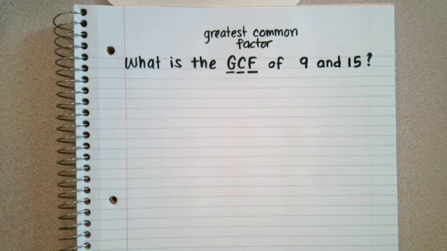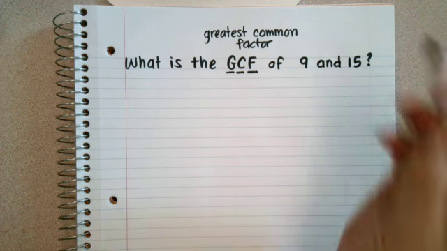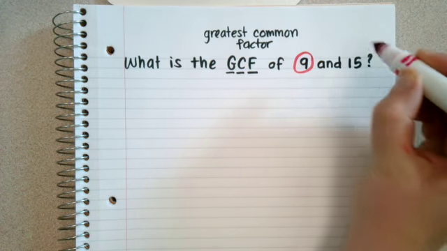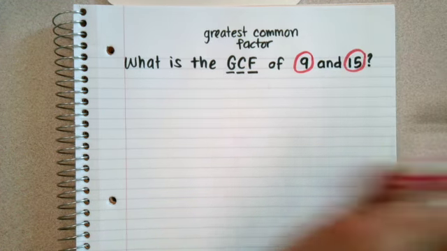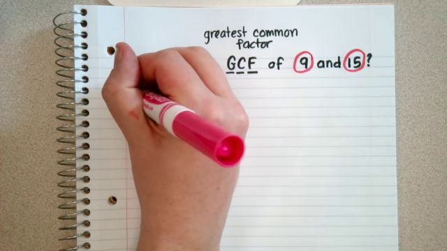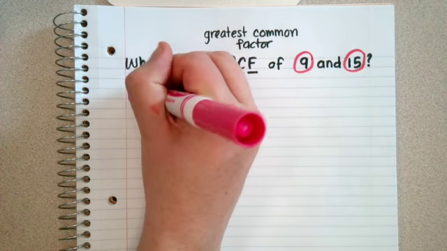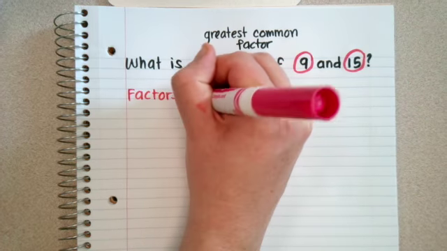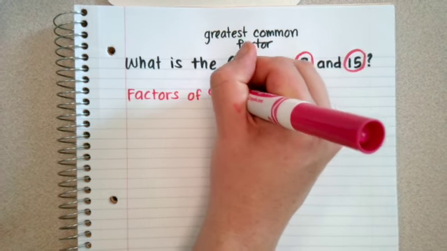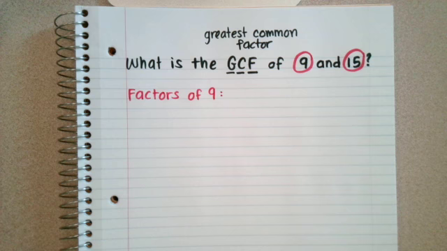So the first thing that I want to do is list my factors for both numbers. Okay, what are my factors of 9? So I'm going to list out the factors.